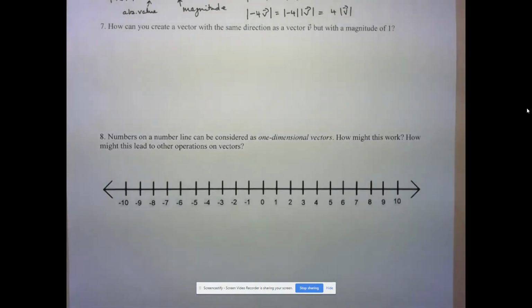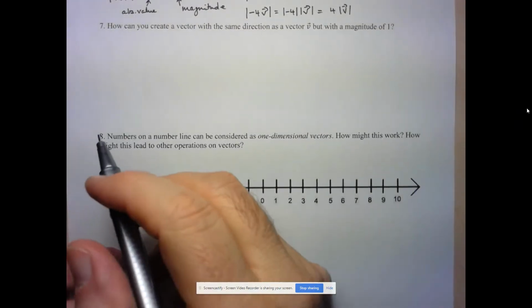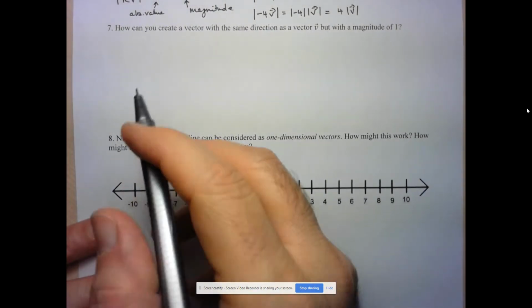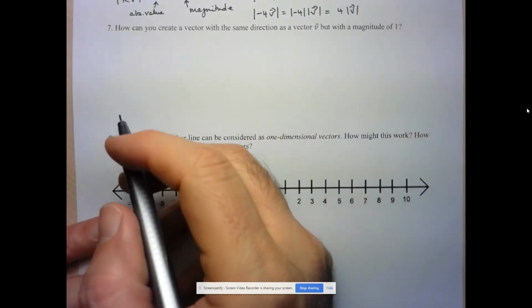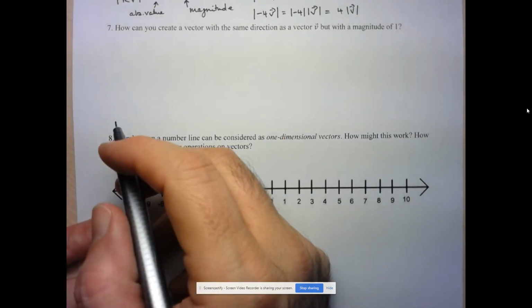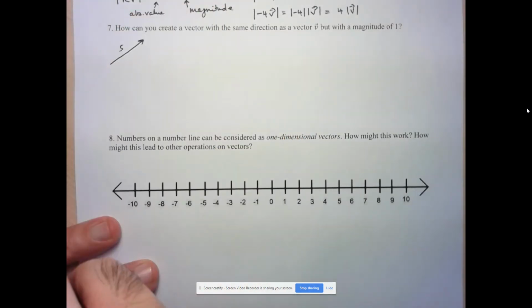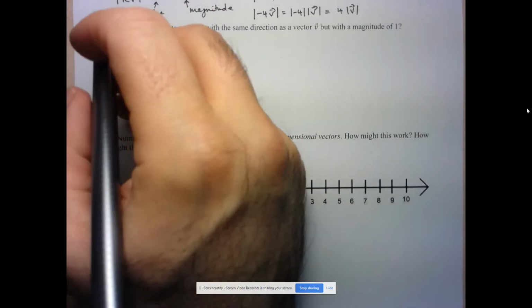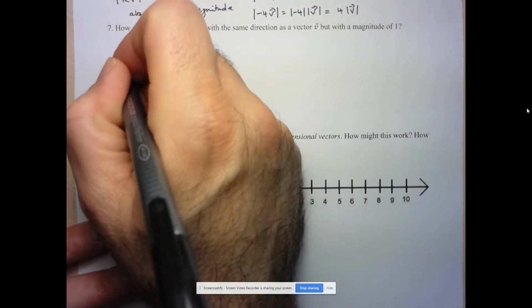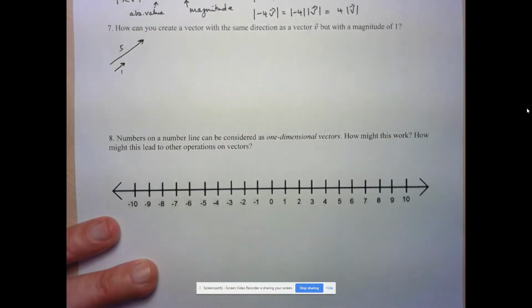Okay, so we're going to take a look at this question that I asked you to think about. It says, how can you create a vector with the same direction as vector v, but with a magnitude of 1? When you're trying to determine a reasoning for something, it's a good idea to work with a particular value. So let's say I take some vector with magnitude 5 and there's its direction. I want to create a vector that's in the same direction, but with magnitude 1.